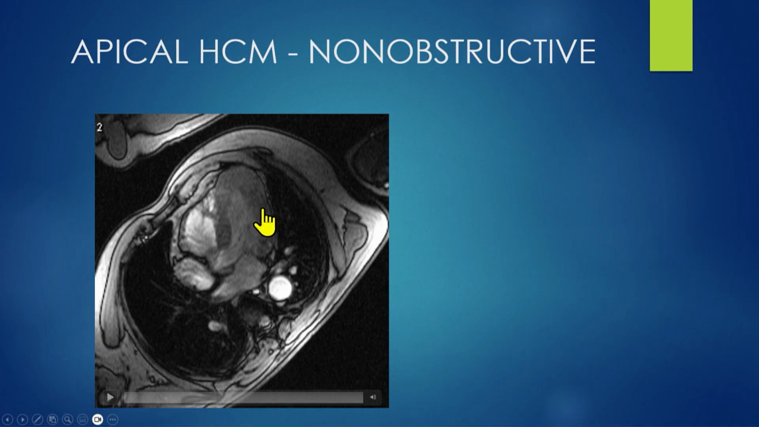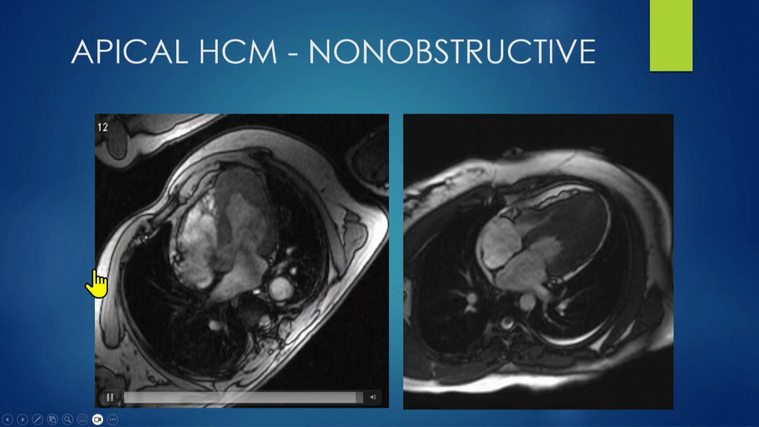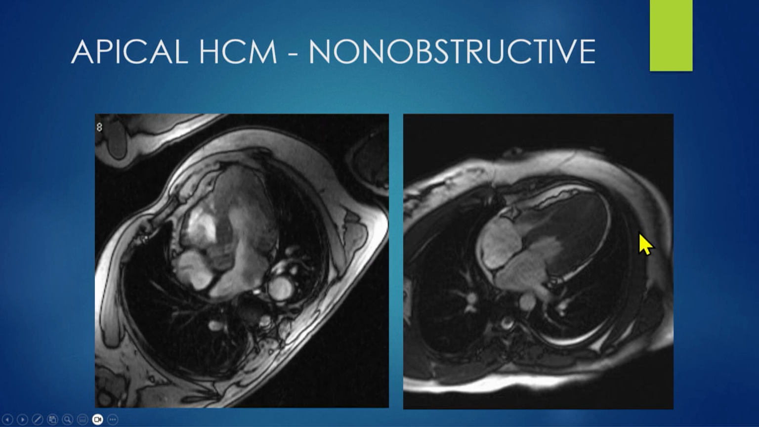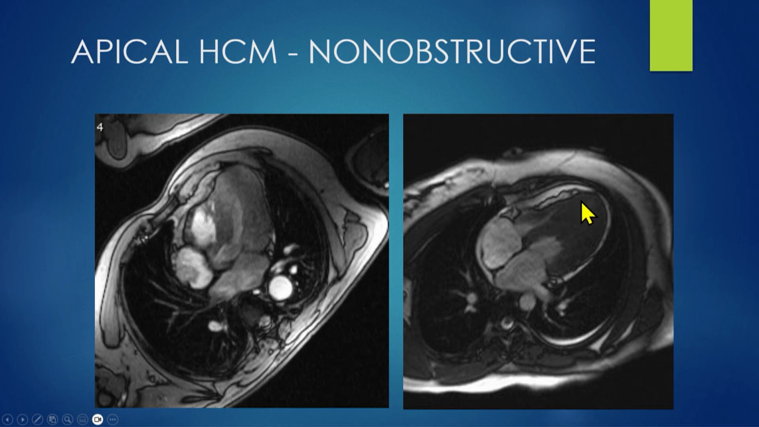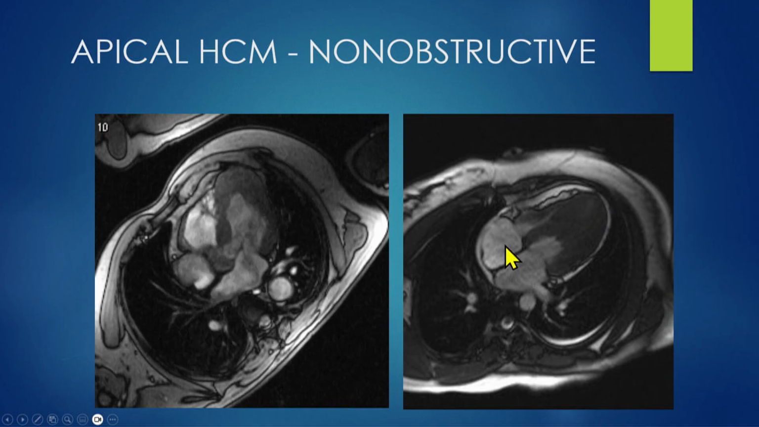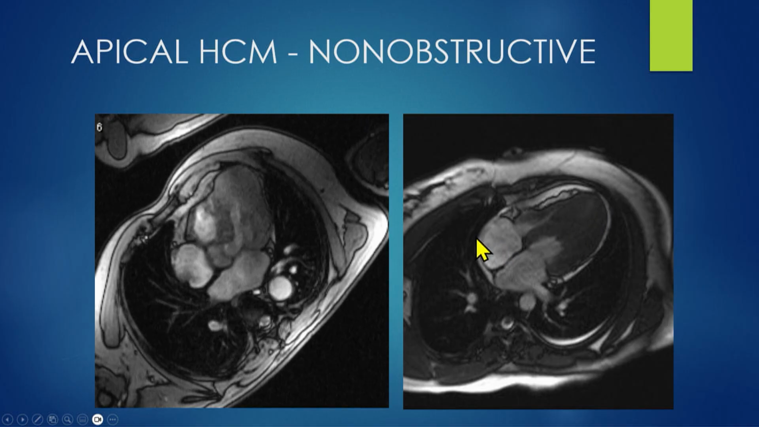So you can see kind of a spade-like appearance to the myocardium here at the left apex. And you can see it even more impressively here. Sometimes there's a little outpouching in these apical cases, and they get a weird chest pain syndrome.